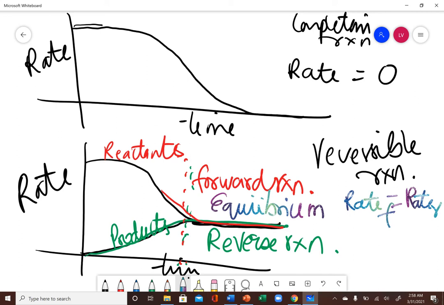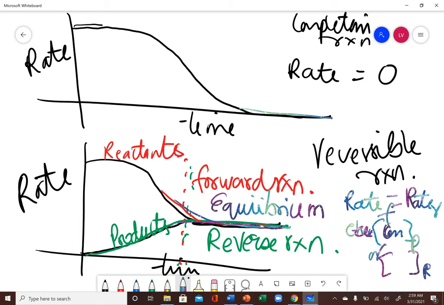So what do we mean? Basically, for both reactions, as you see, the rate for the completion reactions hits zero. But for the reversible reactions, the rate never hits zero. So when equilibrium sets in, the rate of the forward reaction equals the rate of the reverse reaction. There is no change in concentration when equilibrium hits, for products or for reactants. So the concentration of the reactants remains static. The concentration of products remains static, meaning it doesn't change. But the rate is not zero.